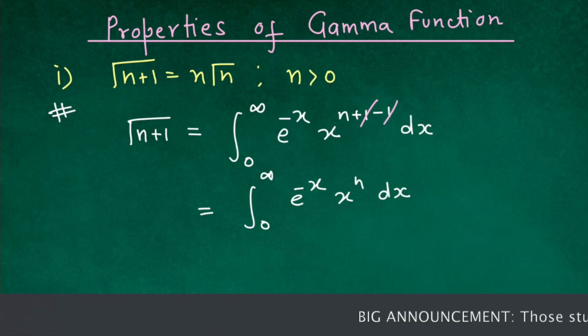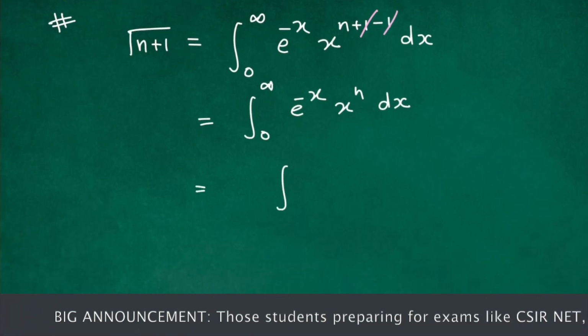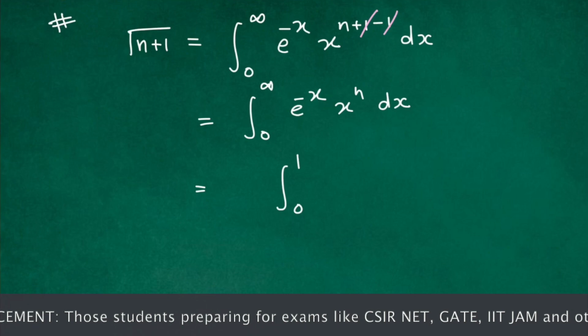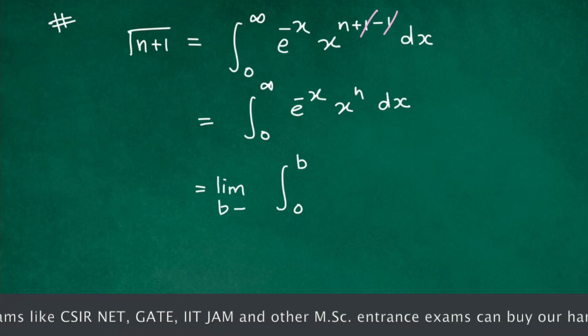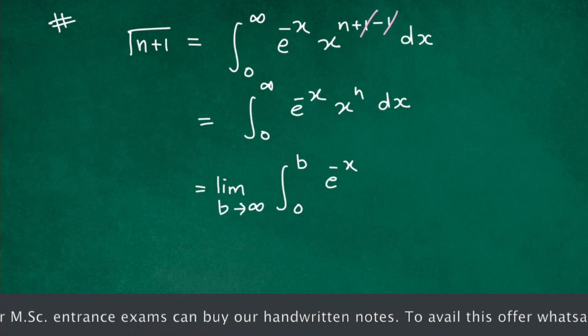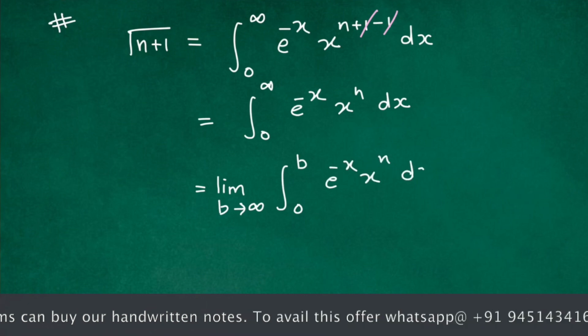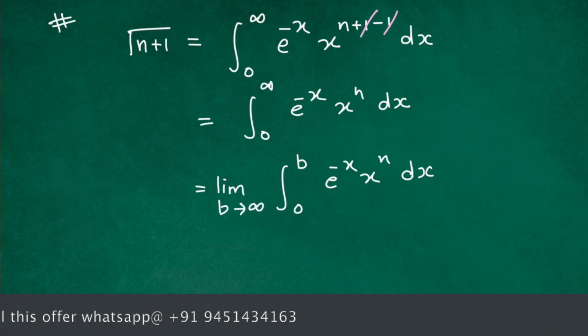Okay, now writing this integration as 0 to b, where b is tending toward infinity. So we have e raised to power minus x times x raised to power n, dx. Okay, now let's integrate this using integration by parts.